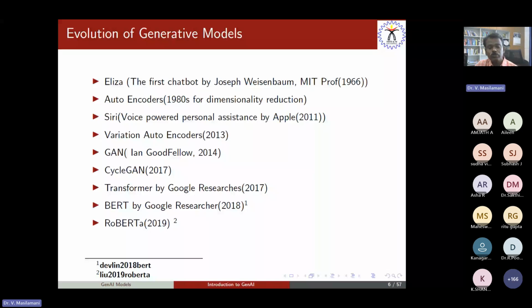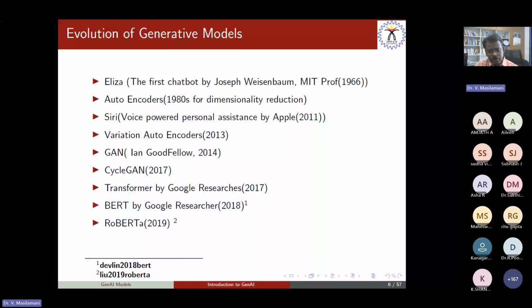So yeah, after some years, in 2011, Siri, a powerful personal voice assistant, was made by Apple, and it's still in use. It's a very powerful personal assistant.